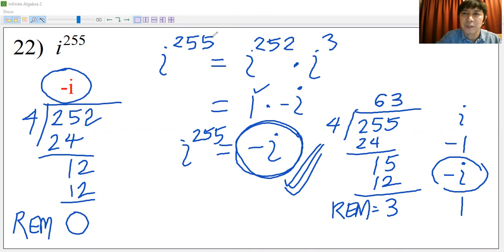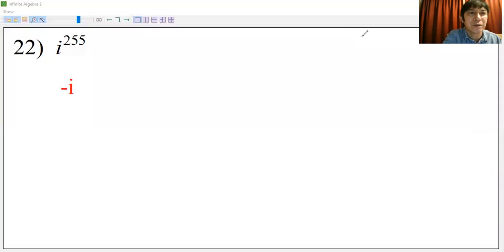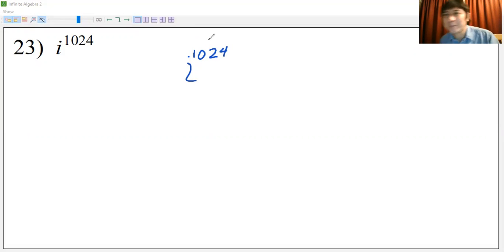Let's proceed to number 23. Okay, let's consider number 23. How about i to the 1024? Okay, how about that? Let me clear the screen there. i to the 1024. Okay, all right. So i to the 1024 will now be tested if it's divisible by 4.